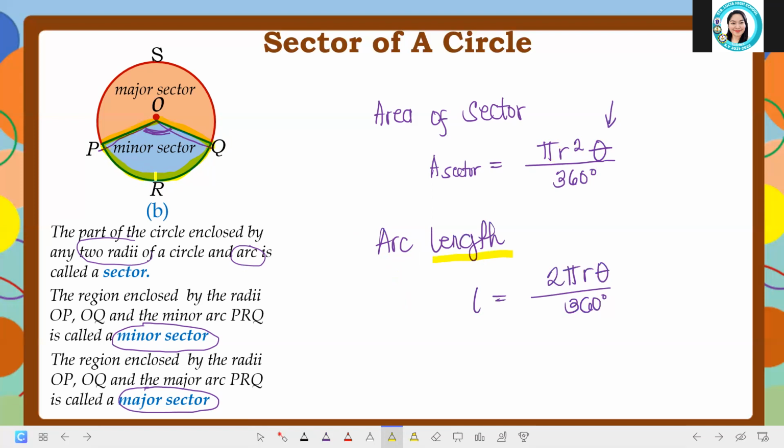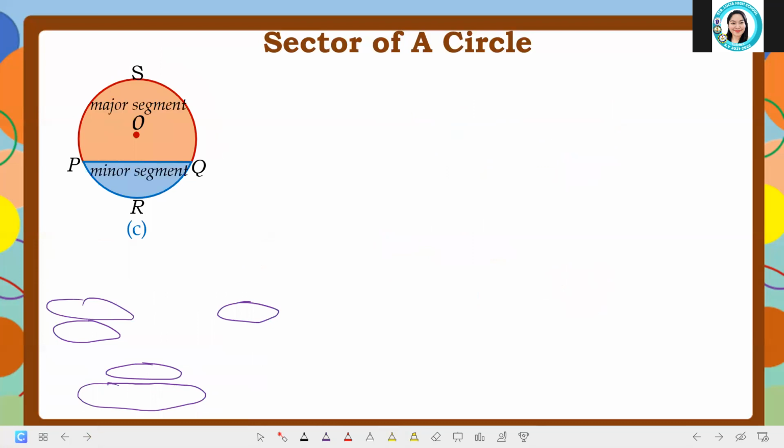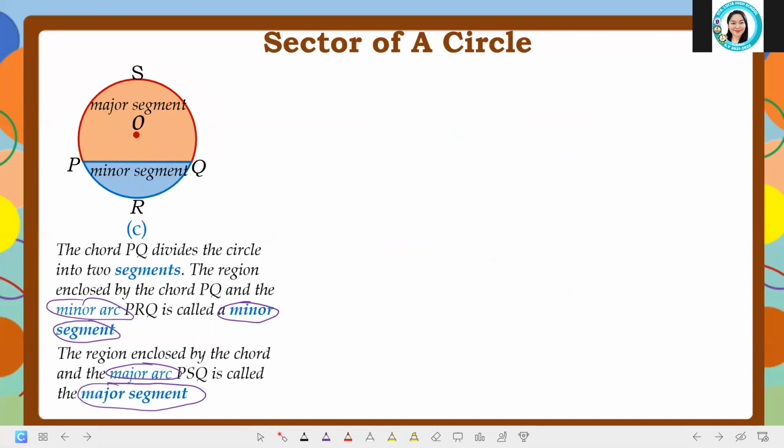And that will be different of course, in different circles, lalo na kung magkakaiba ng laki yung mga circles natin. Kaya hindi natin pwede sabihin na equal siya dun sa measure ng angle in degrees. Now, how about for the segment? Of course, we are going to also get the measure of that.